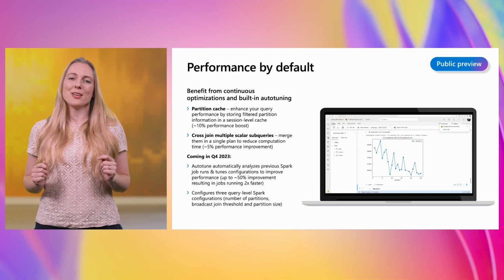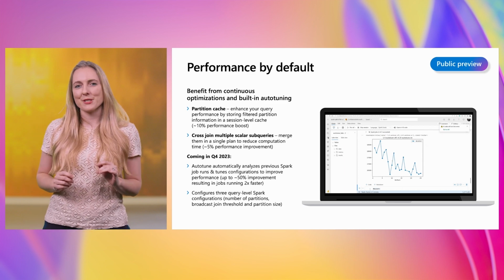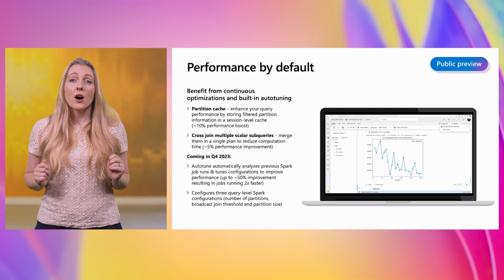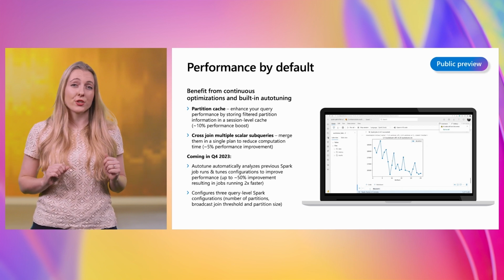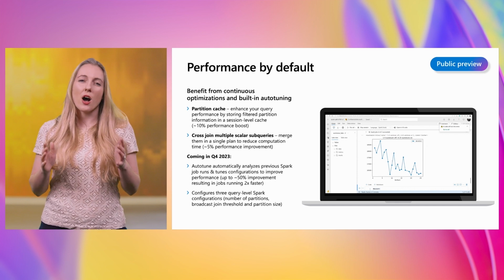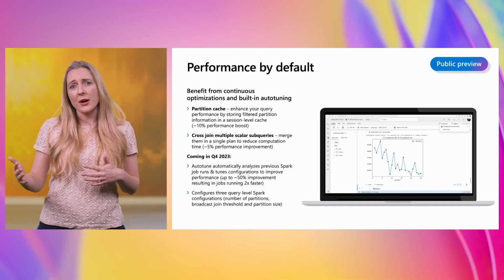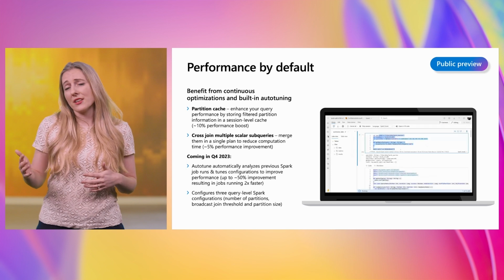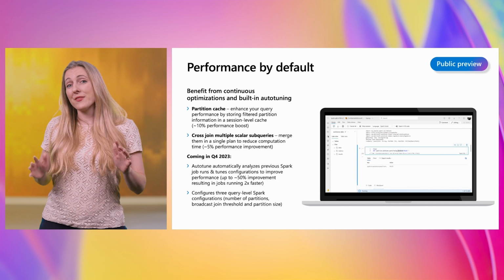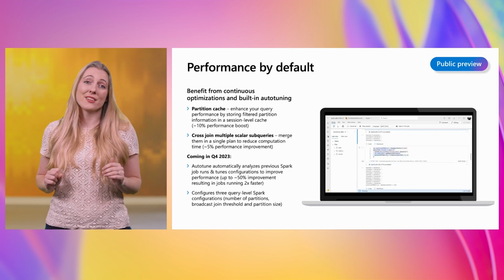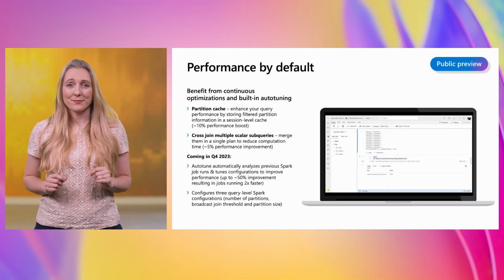An exciting upcoming capability that also focuses on performance by default is Auto-Tune. Auto-Tune uses machine learning to automatically analyze previous runs of your Spark jobs and choose the configurations to optimize the performance. It'll configure how your data is partitioned, joined, and read by Spark, which can have a significant impact on performance. In fact, we have seen customer jobs running 2 times faster with this capability enabled.